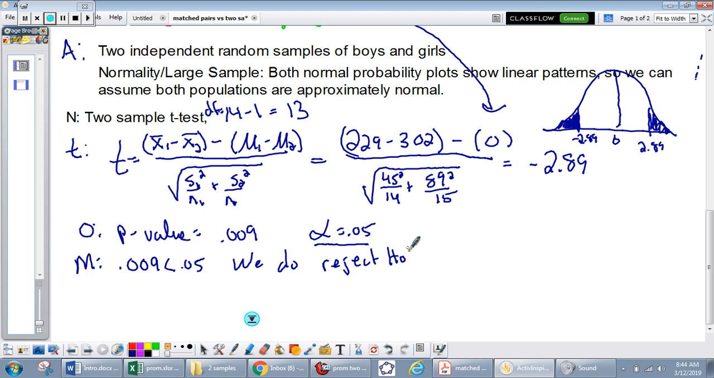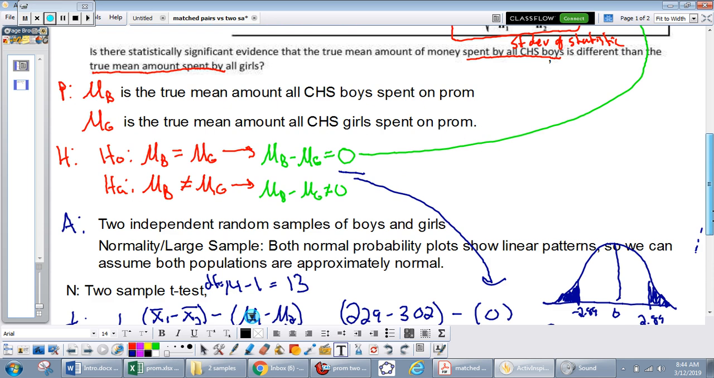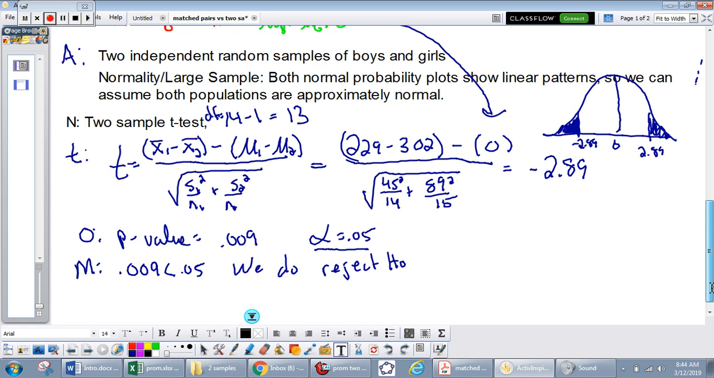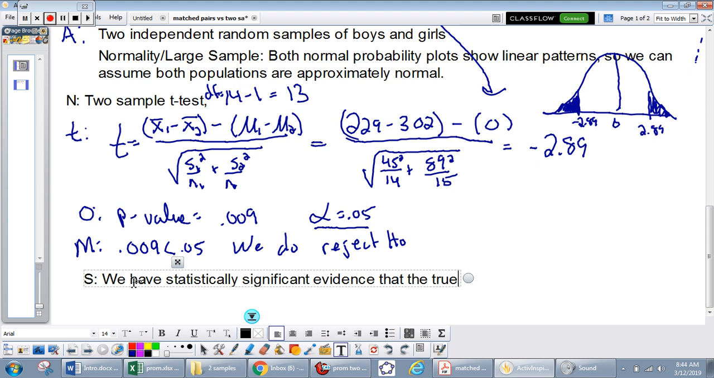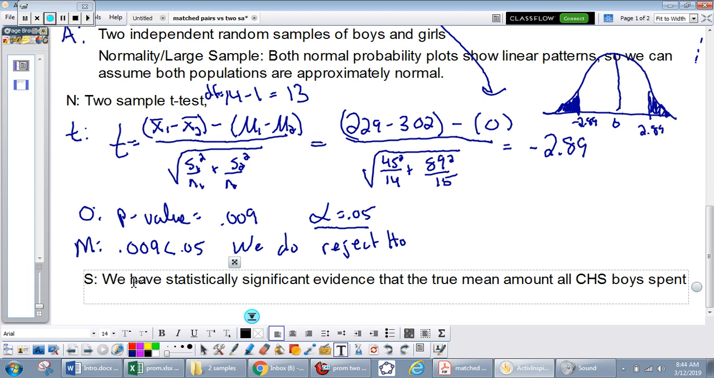And when we do reject H0, that means we do have statistically significant evidence that what? That the true mean of boys and the true mean of girls is not equal. So let's go ahead and see. So we have statistically significant evidence that the true mean amount all Cosby boys spent on prom is different than the true mean amount spent by all Cosby girls.